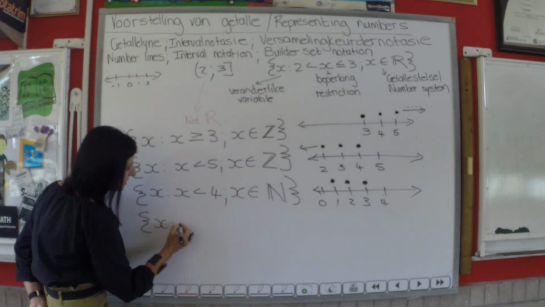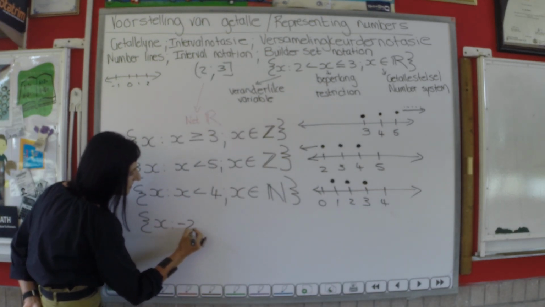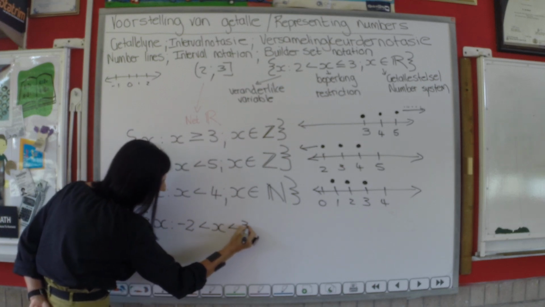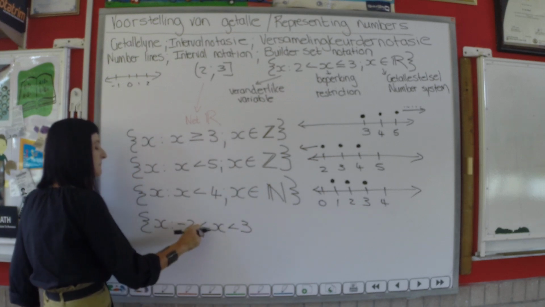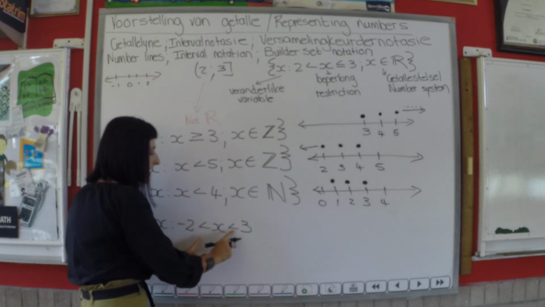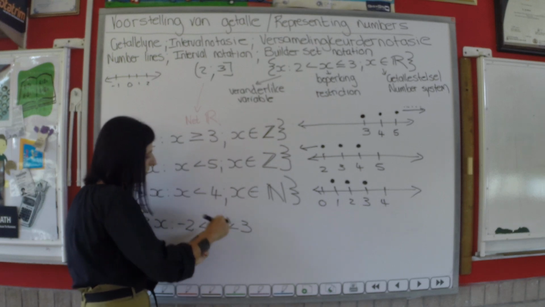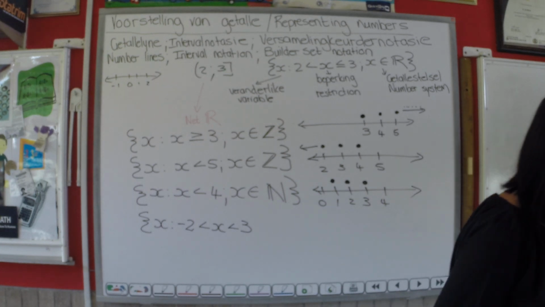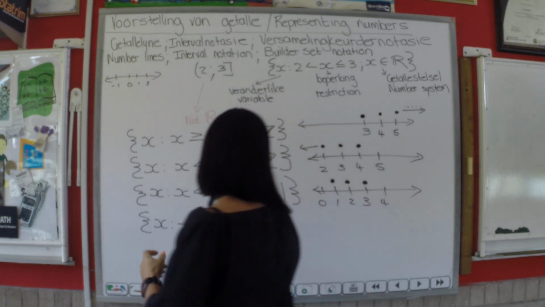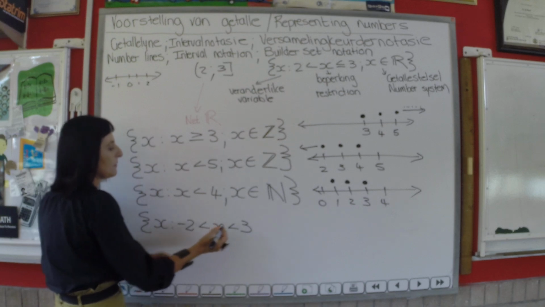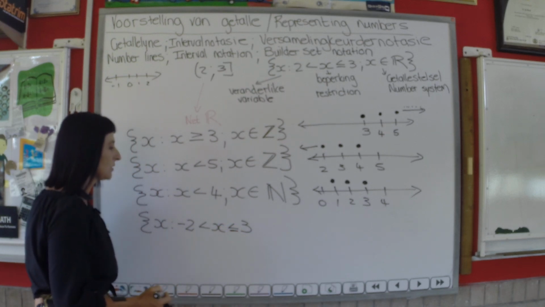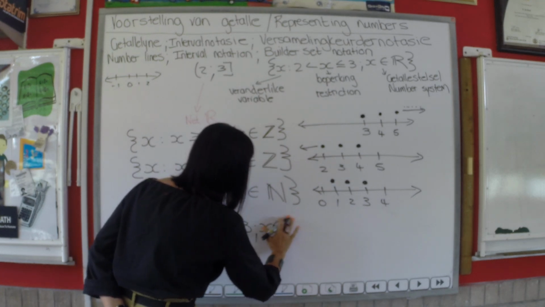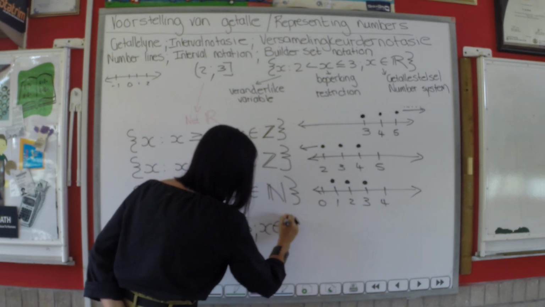Tussen -2 en 3. Kyk, ons skryf juffrou nou die -2 eerste en die x in die middel en 3 laaste. Jy kan duidelik sien. Ons gebruik kleiner as dit tussenin is, gebruik ons altyd kleiner as tekens met die x in die middel. En hulle sê, -2 is uitgesluit, so there's no equals to, but 3 is included, so there's equals to, and this is going to be real numbers.